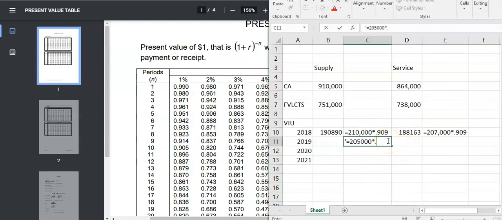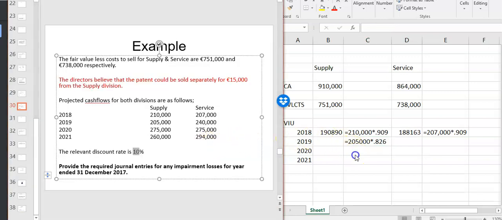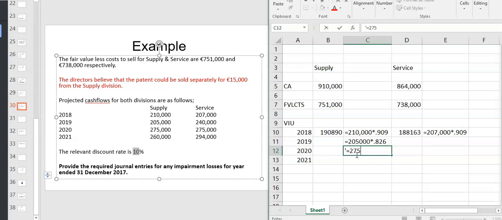So that's 0.826. It's going to be, if we open up the other cash flows, 275 times 0.751, and then 260 times 0.683. So we're just doing them all out so we can show you where the figures come from. So there's a bit of number crunching, and then 205 times 0.826. So I'm just taking those from the discount factor tables given that you can print off and have with you on the day of the exam.